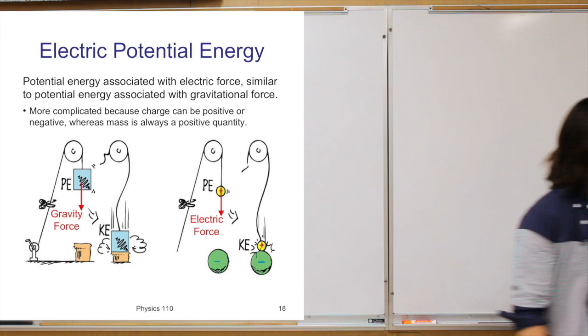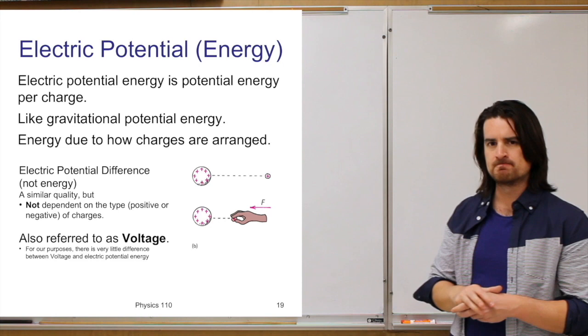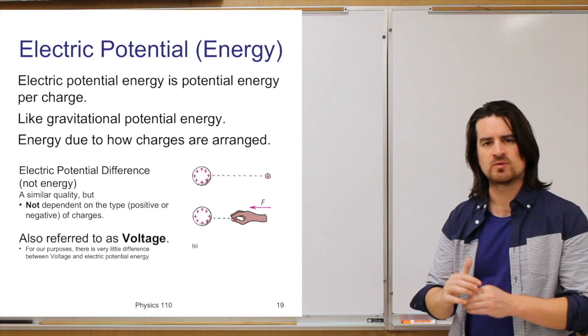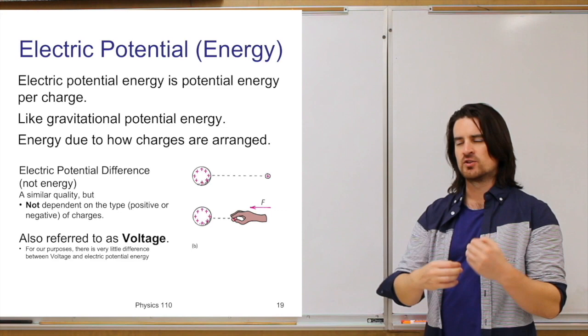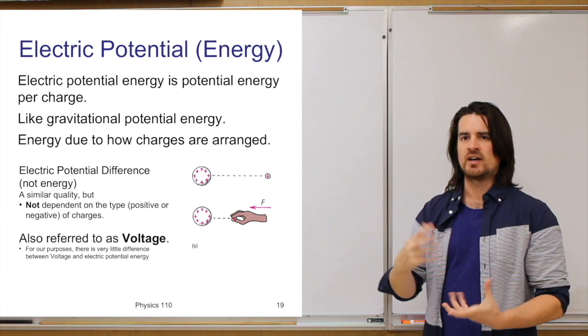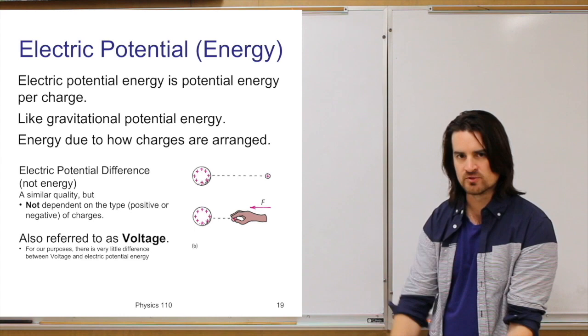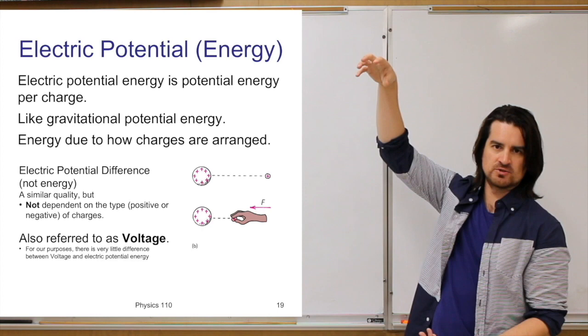All right, so let's talk just a little bit more about electrical potential energy and how it's related to something you're probably more familiar with. Electrical potential energy is very similar to gravitational potential energy, in that it's energy due to the way things are arranged around each other. Gravitational potential energy is energy due to the arrangement of masses around each other, like the bowling ball being on the floor versus being up in the air: less gravitational potential energy, more gravitational potential energy.